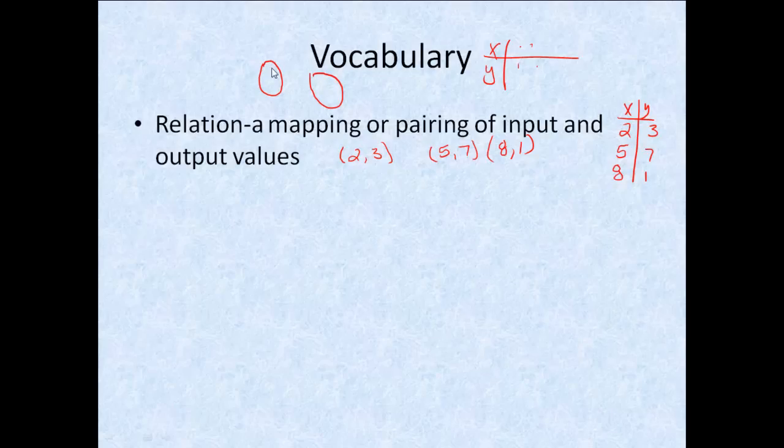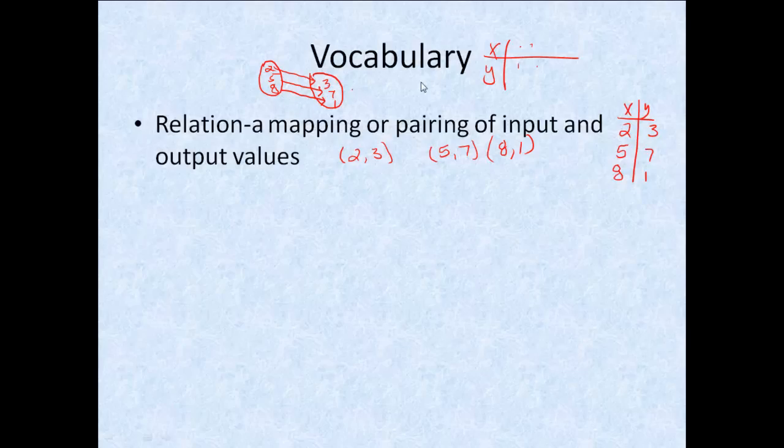So I would put my input values on the left here, my 2, my 5, and my 8. And on the right I would put my 3, my 7, and my 1. And then I would draw arrows to those. So that's telling me that 2 is partnered with 3. So that's what a mapping could look like. These could be in boxes, they could be in just about anything.